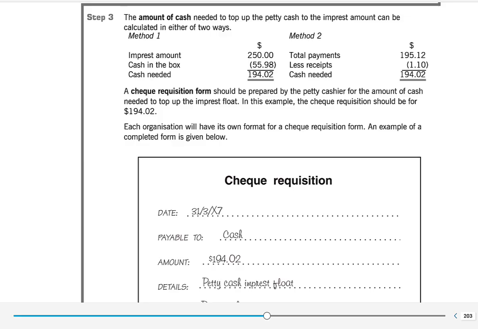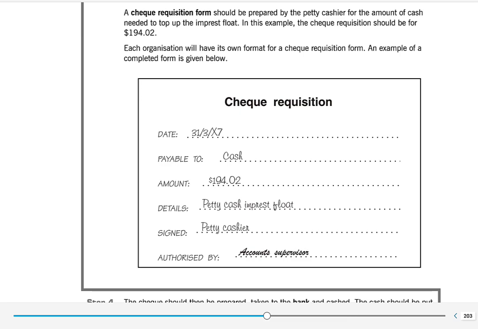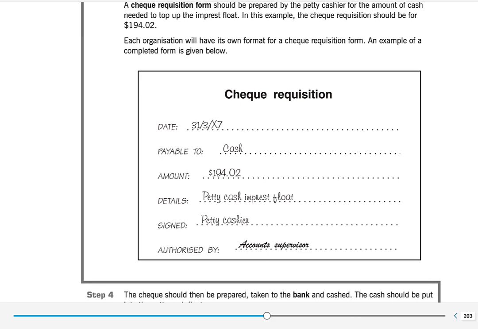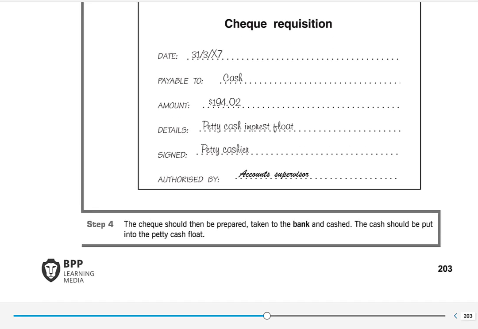A check requisition is simply a request asking the accounts department to prepare a check. On the check requisition, we include date, payable to cash, amount $194.02. Details, petty cash imprest float, signed by petty cashier, authorized by the account supervisor. This authorization is important because we are moving money from the main bank into petty cash. Step 4. Draw the cash from the bank and put it into the petty cash box.